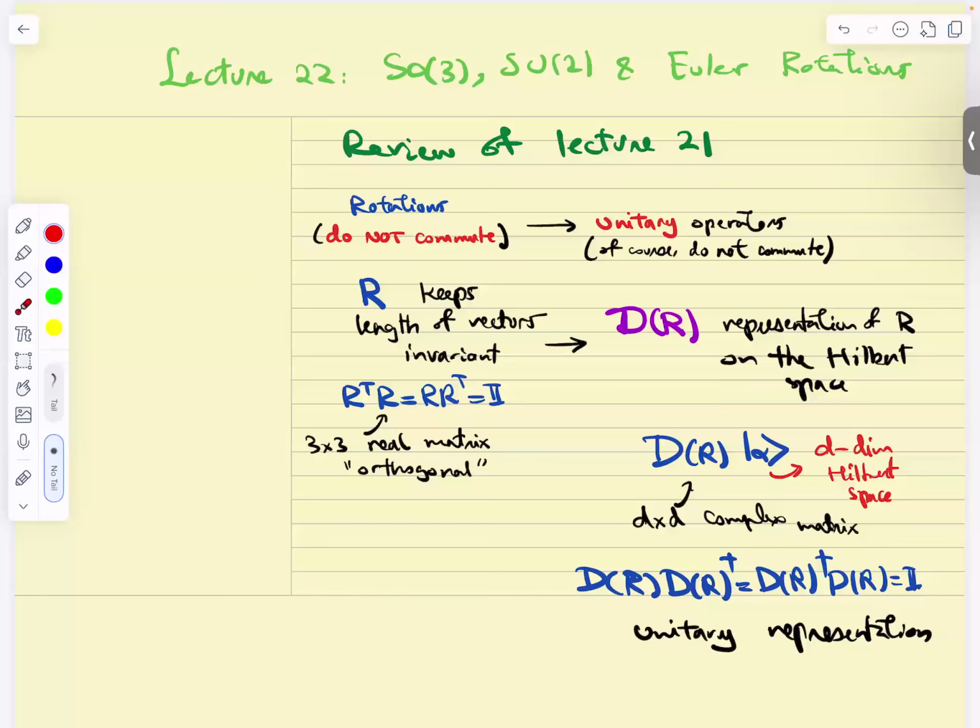That means that R transpose undoes the rotation, right? The inverse operation is R transpose. All right, so these are orthogonal matrices.